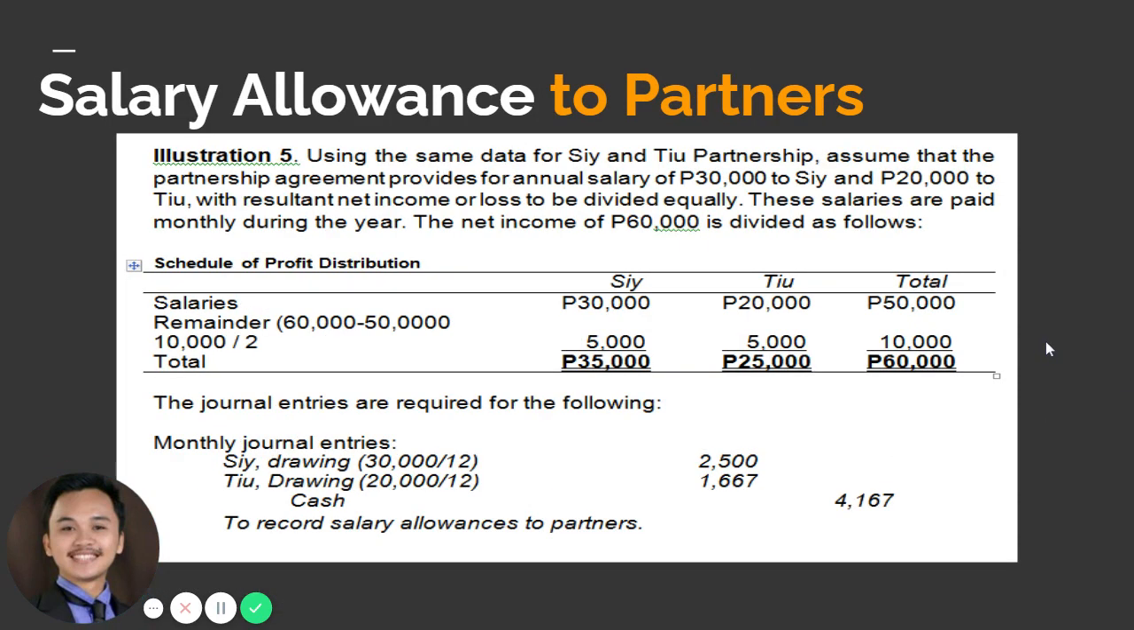Okay, next we have, assuming that the partnership agreement provides for annual salary of 30,000 to C and 20,000 to Chu, with the net income or loss to be divided equally. These salaries are paid monthly during the year. So the net income is 60,000. So based on the illustration daw, there is 30,000 and 20,000 na annual salary.